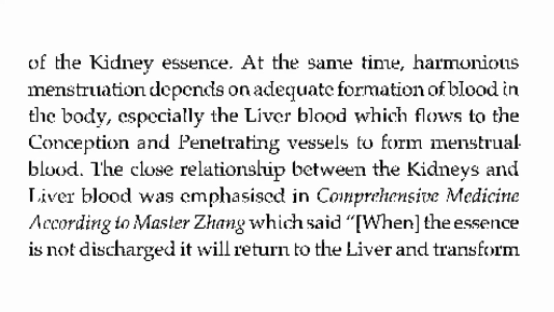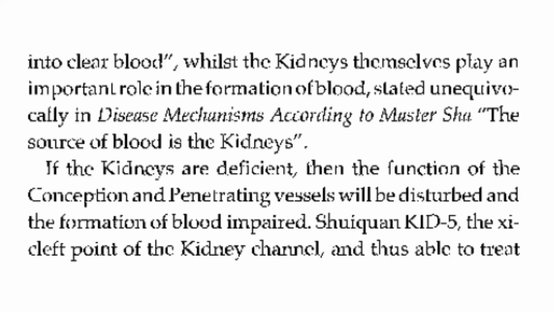The close relationship between the kidneys and the liver blood was emphasized in Comprehensive Medicine according to Master Zhang, which said, when the essence is not discharged, it will return to the liver and transform into clear blood. The kidneys themselves play an important role in the formation of blood, stated unequivocally in Disease Mechanisms according to Master Sha: the source of blood is the kidneys.